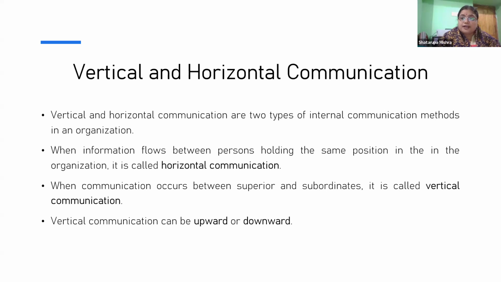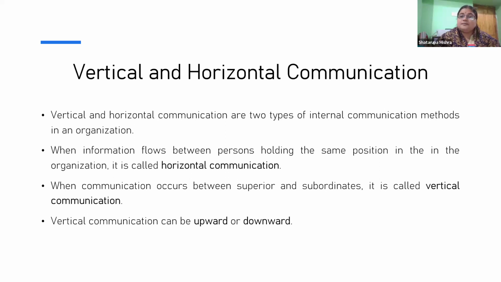So the structure of that kind of communication will either be vertical or horizontal. Okay. Now, what is horizontal communication? When information flows between persons holding the same position in the organization, it is called horizontal communication. Okay, so in a college, all the heads of the departments, there are different departments, all the HODs, right? They are at the same level in that organization. Okay, so if there is a meeting between the heads of the different departments, they discuss a matter among themselves, then that is an example of horizontal communication, where the information flow is horizontal. It is between communicators who are at the same level in an organization.